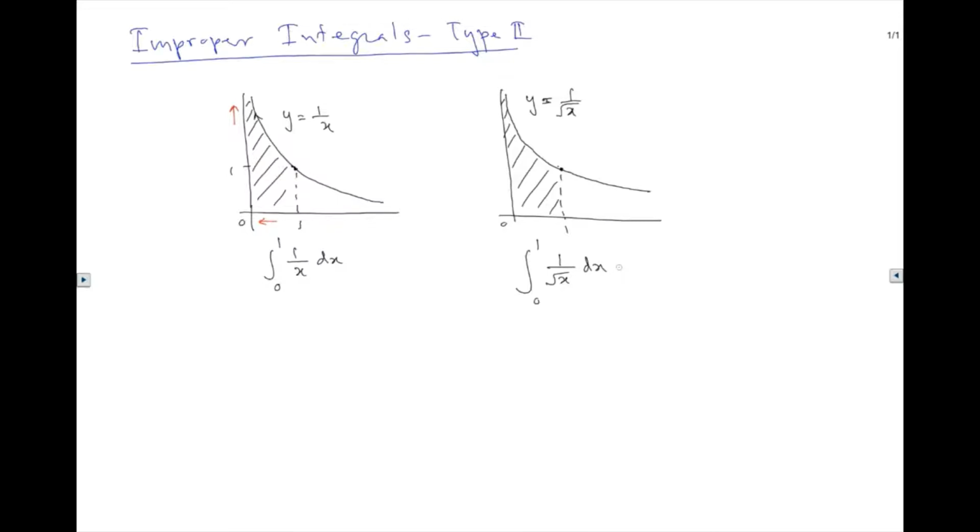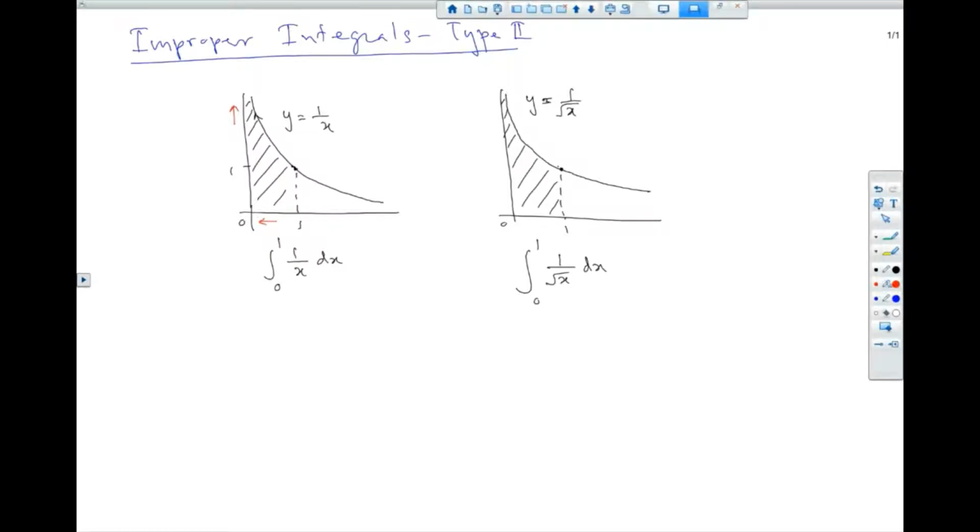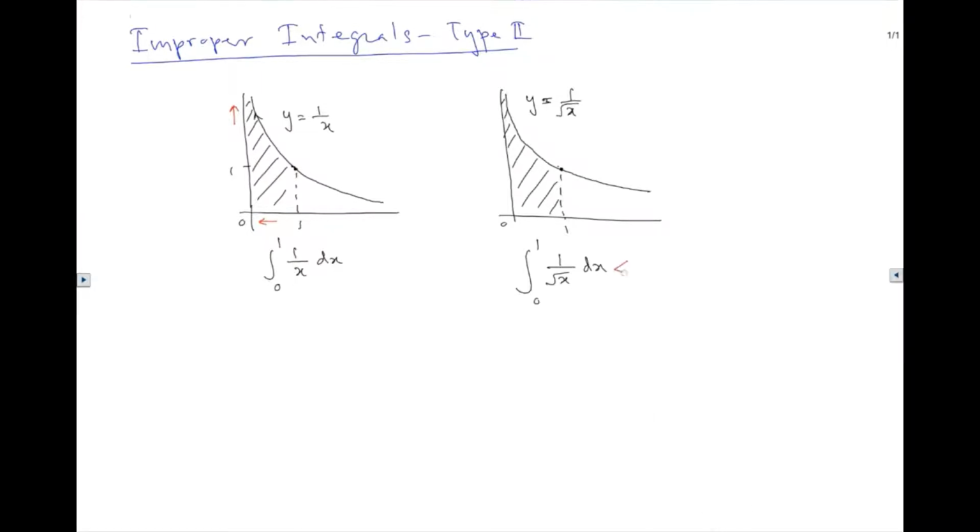And for our surprise, this integral gives a finite number, while for 1 over x it is infinity. That's very strange. We slightly changed the problem, but we get completely different answers.